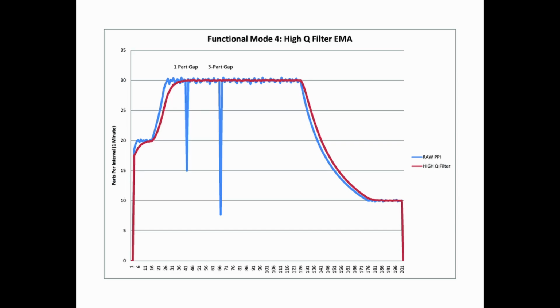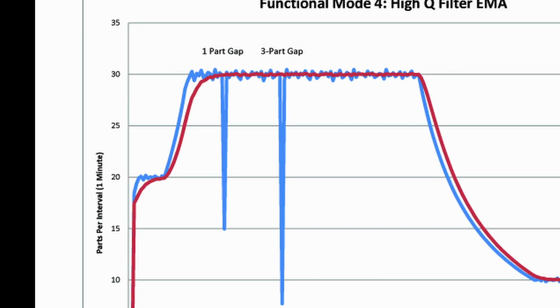In the fourth mode, this is a high Q filter. Again, it's an exponential moving average, but you'll notice that the 1 part and the 3 part outliers don't affect the curve at all. So the red line tracks the exponential moving averages. It rejects the gaps in data and makes the line more realistic to what is actually happening with the line.